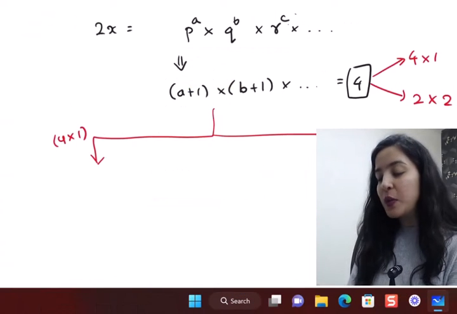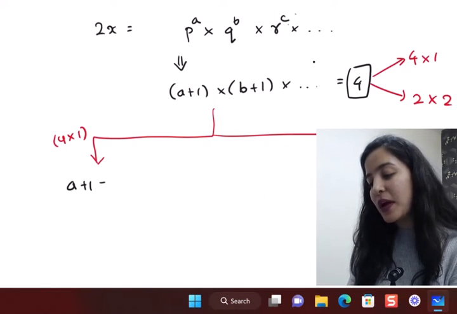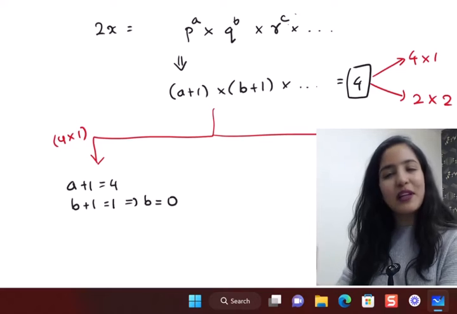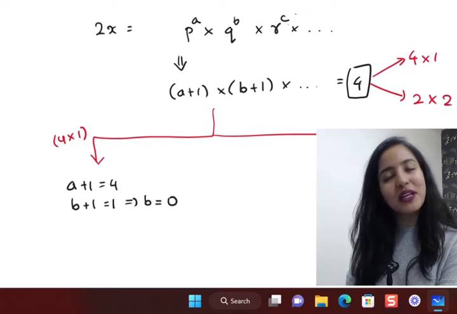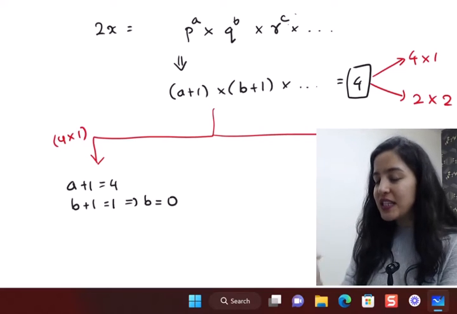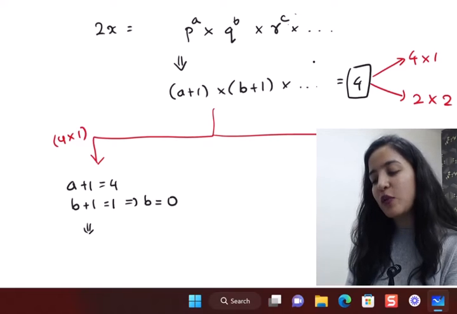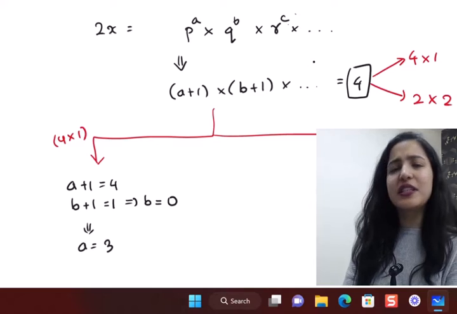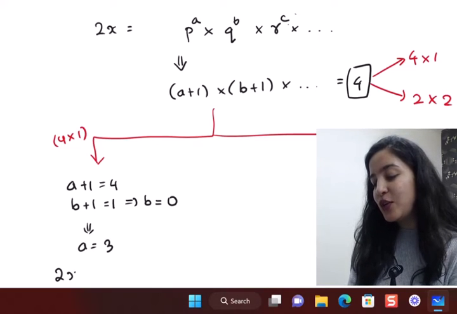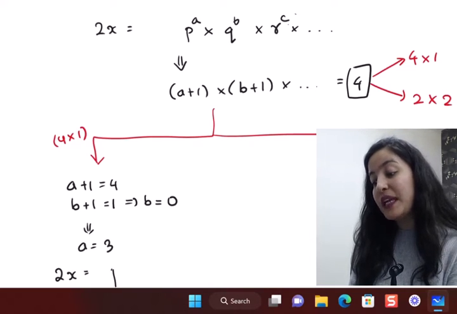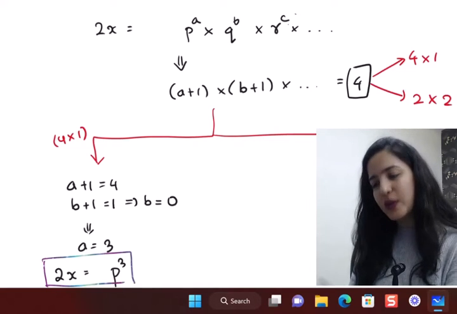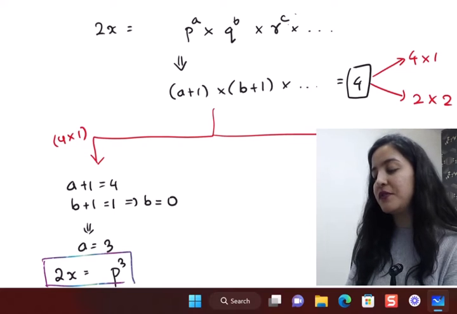So the 4 times 1 case means that a plus 1 is 4 while b plus 1 is 1. Now again, this will just give you b is 0, and similarly all the other ones, if you want to put them, will still give you 0 power. So this essentially just means you have only one prime factor, a comes out to 3 from it, and that prime factor is just this p. So in this case, 2x is equal to p to the power 3. So this is the first case. Let's do it similarly for the other one, then we'll see what inferences we can make.